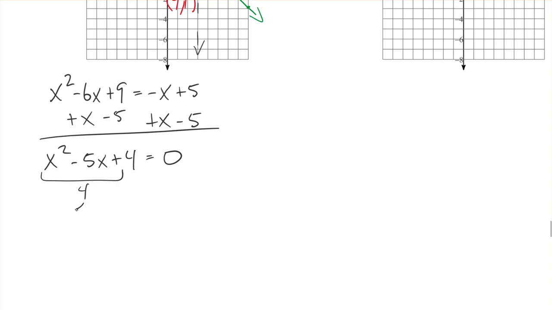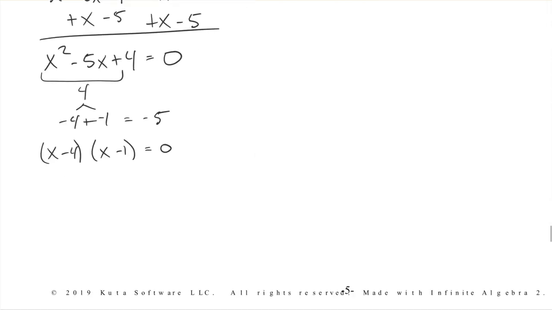Factors of 4 that add together to make negative 5. Well, what are they? Negative 4 and negative 1. So the quantity x minus 4 times the quantity x minus 1 equals 0. So your x solutions are 4 and 1.